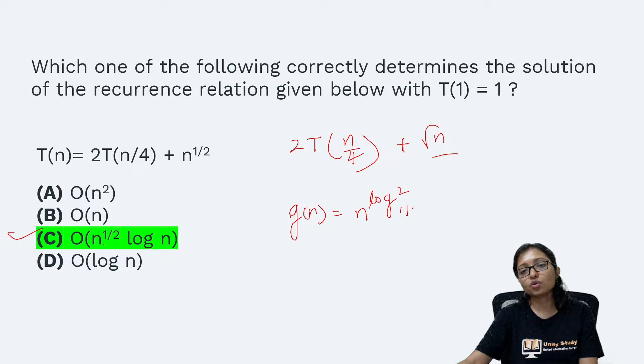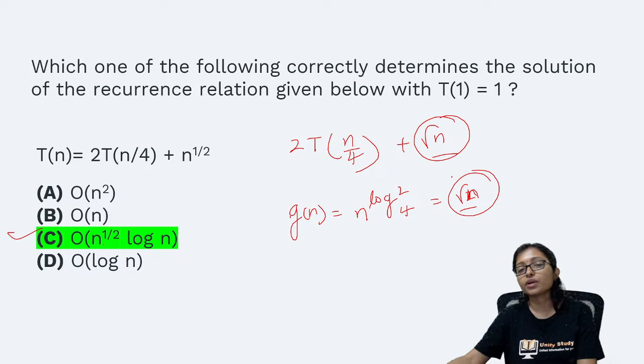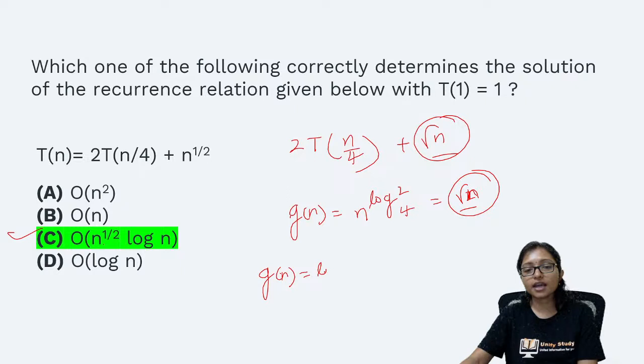Log 2 base 4 means this is also actually root n, right? So here you can see this is also n to the power half, this is also n to the power half. That's why it will be the third rule. Third rule is g(n) log n. So g(n) is n to the power half, log n. So your answer will be n to the power half log n.